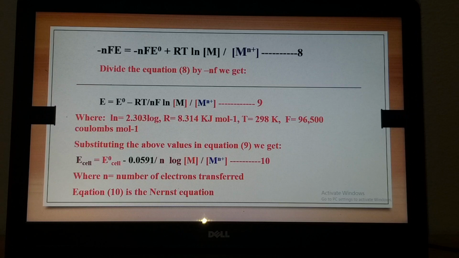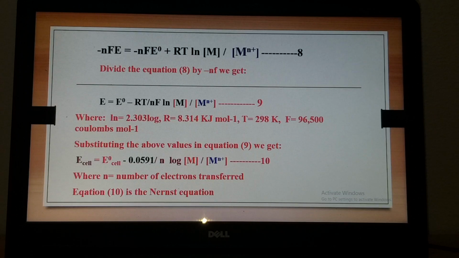Here, n is the number of electrons transferred during the reaction. So, if we are considering a reaction where only one electron is transferred, n will be equal to 1. But like in the Daniell cell, where the number of electrons transferred is 2, n will be equal to 2. So likewise, n will depend upon the number of electrons transferred during the reaction.